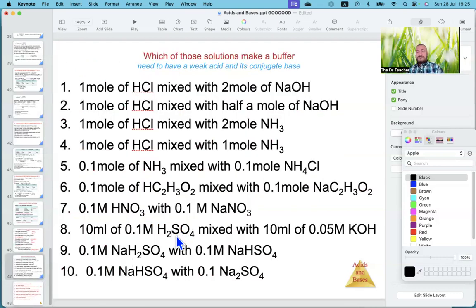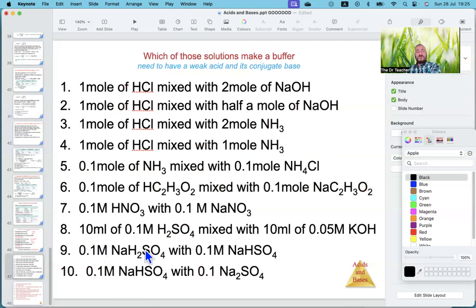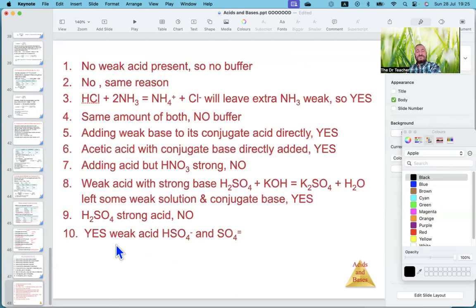0.1 molar H2SO4 with 0.1 NaHSO4. So number 9, some weakness there? H2SO4 is strong, HSO4 is strong, so there is no weakness here. And number 10, 0.1 molar of this with Na2SO4. So yes, weak acid, HSO4, and sulfate. So that's the buffer. So we have a buffer solution here. Thank you.